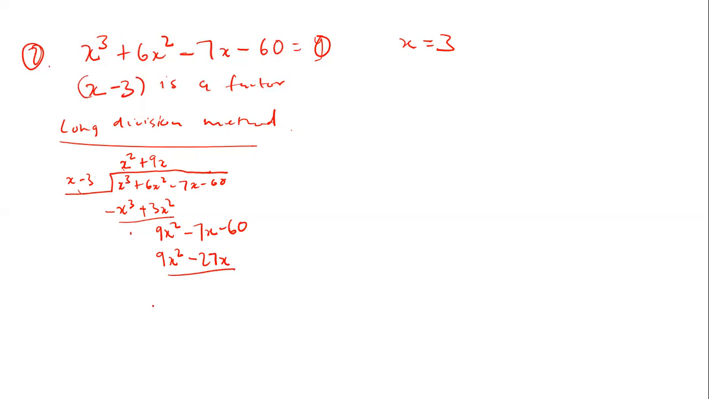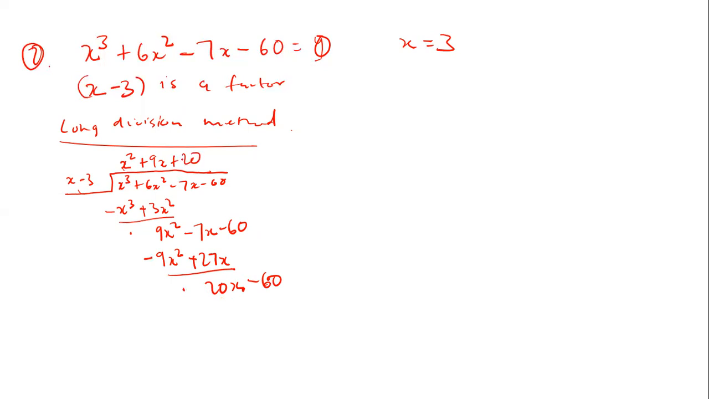Remember, moving downwards, I add. But before I add, I multiply the whole thing by negative. So that means here we're going to have negative, and there we're going to have positive. Therefore, this plus this is 0, and then negative 7x plus 27x is positive 20x. And then I move down with negative 60 over here. And then I repeat the very same process once more. I'm going to say 20x divided by x. It's 20. I write my answer over here.